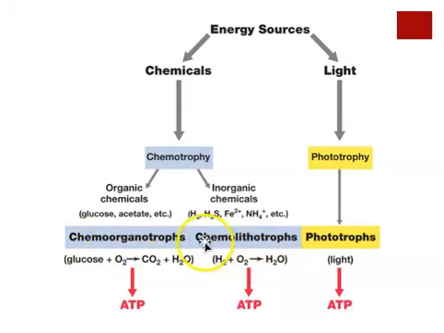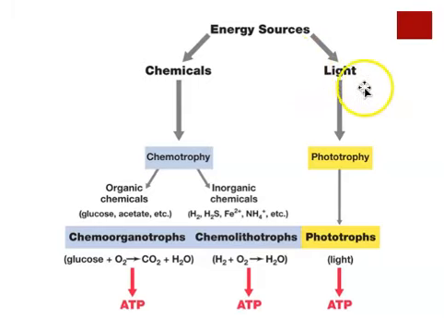In comparison, a chemolithotroph is an organism that gets its energy from inorganic chemicals. These organisms, the chemoorganotrophs and the chemolithotrophs, are using chemicals, and specifically the covalent bonds inside chemicals, what holds those molecules together. They're breaking apart those covalent bonds in order to get energy so that they can build ATP.